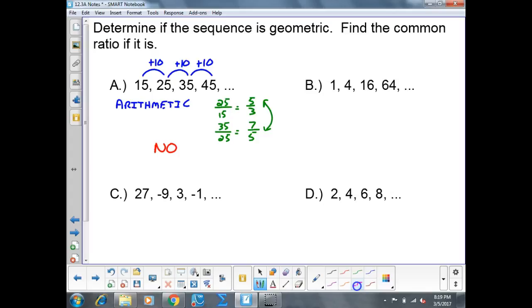In this next one, multiplying by 4, multiplying by 4, multiplying by 4. So yes, this is geometric. And my R value is 4.